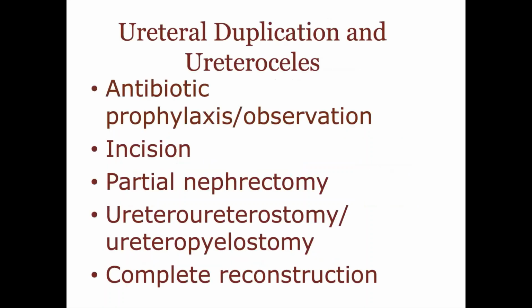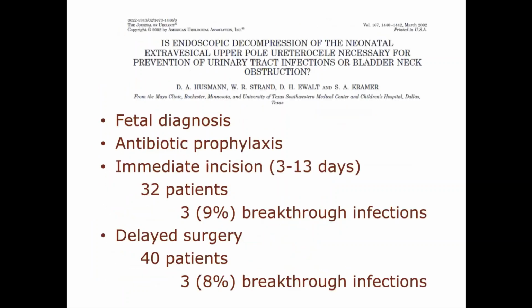Next slide. So what are the management options for ureteroceles and duplications? Well, antibiotic prophylaxis and observation, incision, partial nephrectomy, ureterostomy, ureteropylostomy, and complete reconstruction. And the reconstruction may involve ureteral tapering or imbrication, and again, we'll talk about that a little bit later. Next slide.